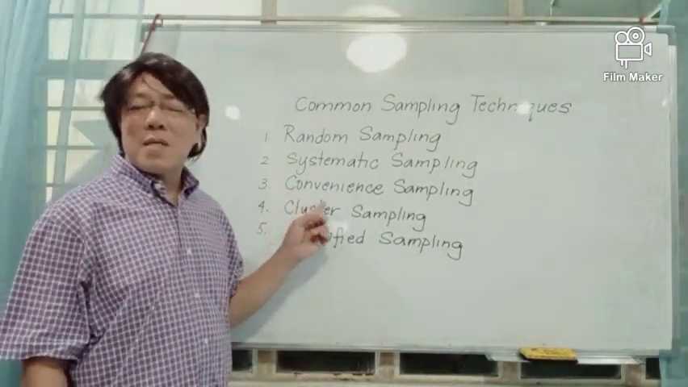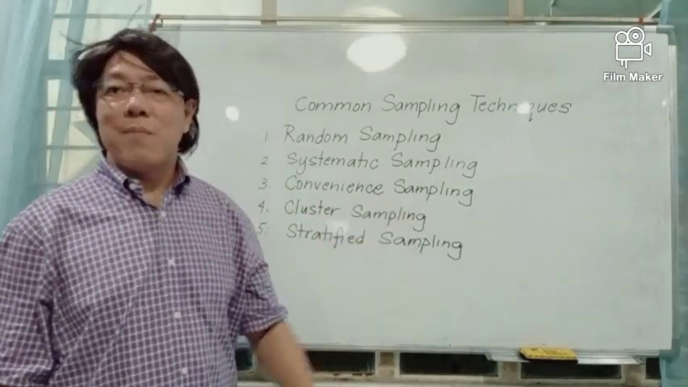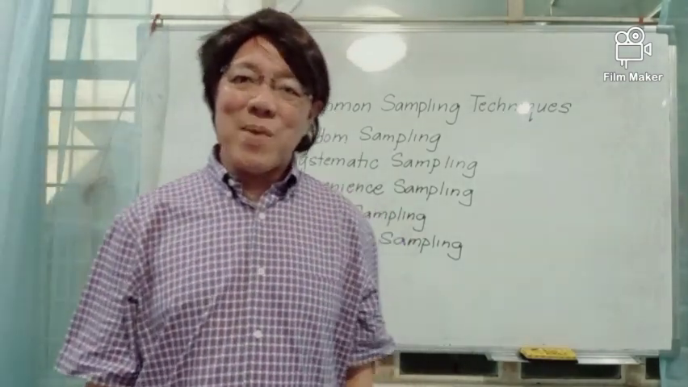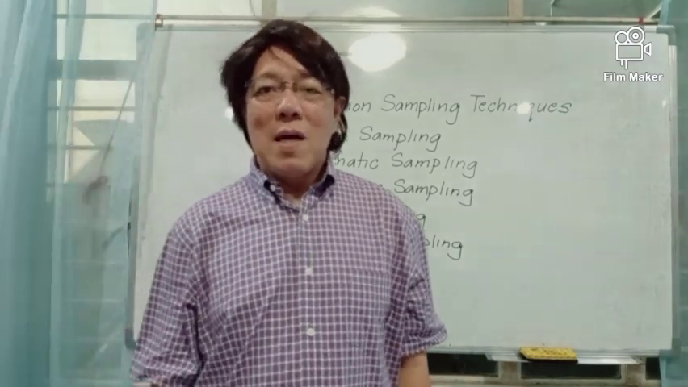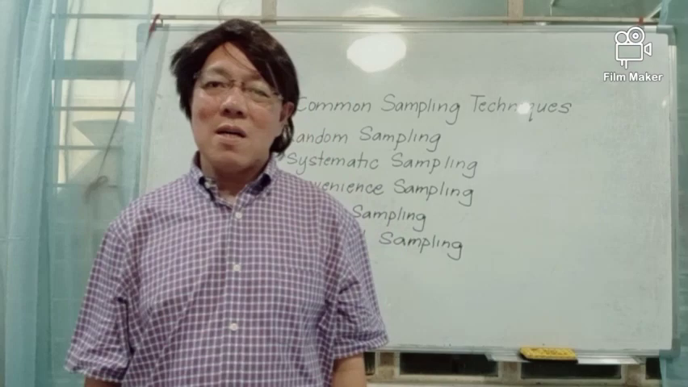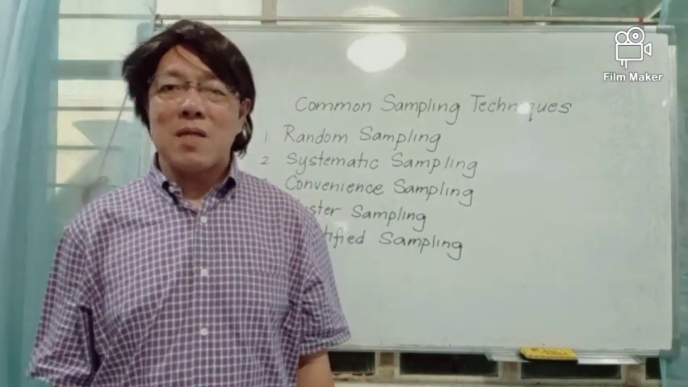The third sampling technique is convenience sampling. And convenience sampling is the easiest sampling method to use, but it is also the least reliable among the sampling techniques.